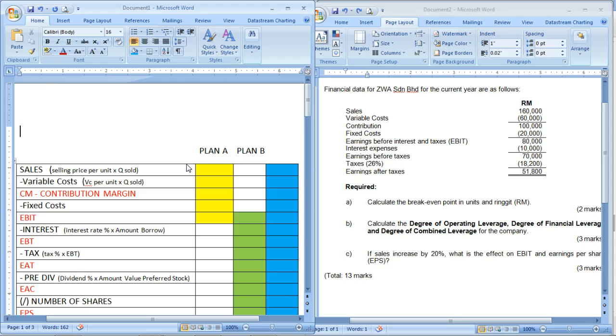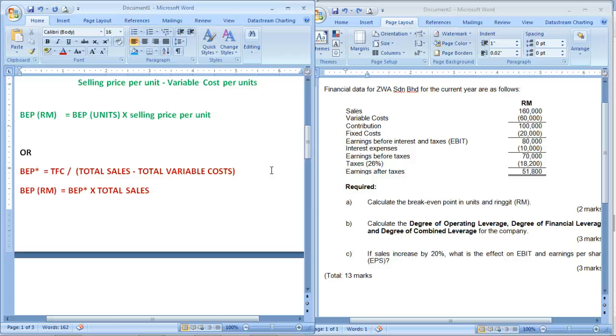So this video will focus on the total, if the information given by the question is in RM total, not per unit. Okay, so we focus on this first.